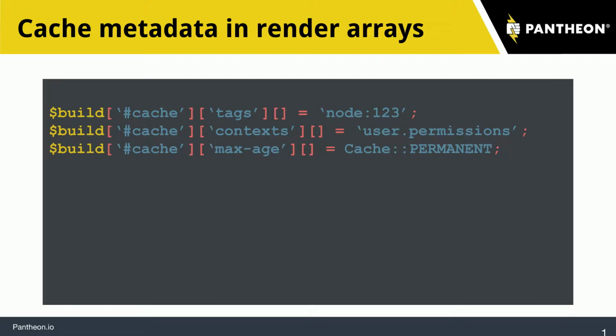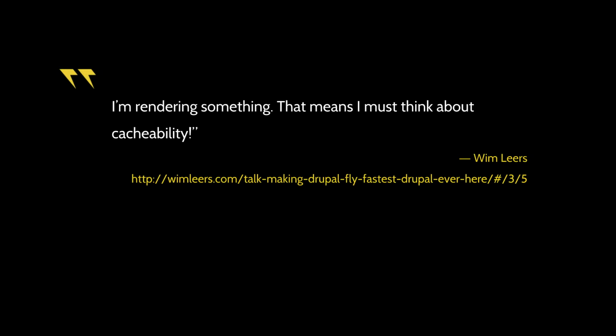At the code level, it looks like this. So we still have render arrays in Drupal 8. We still build up render arrays in a similar fashion. You can identify this render element depends on node 123 or depends on the user permissions of the logged in user. And perhaps you can cache something forever as long as nothing else changes. Maybe you can only cache it for 900 seconds.